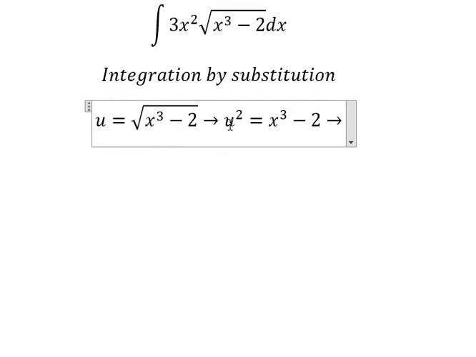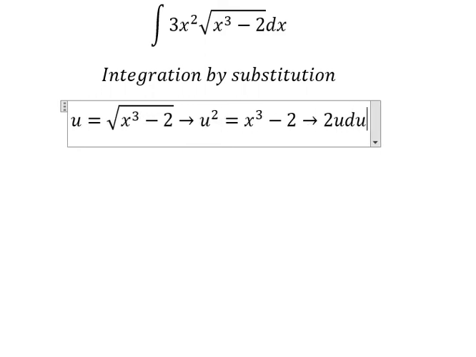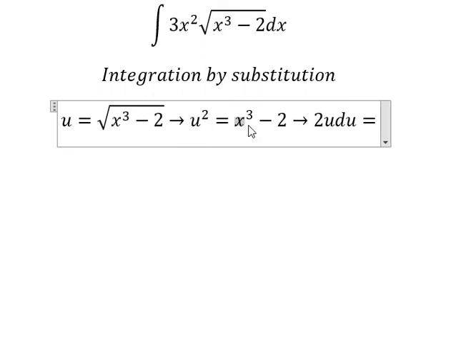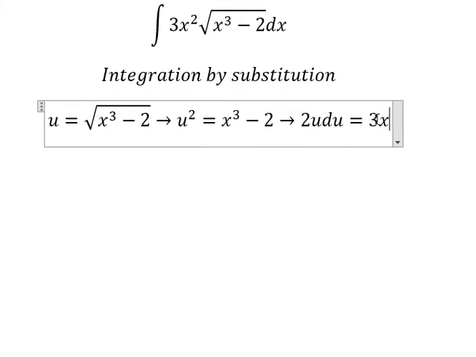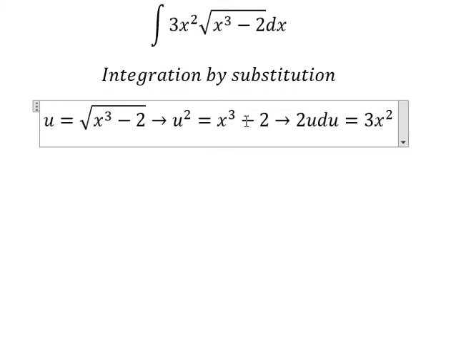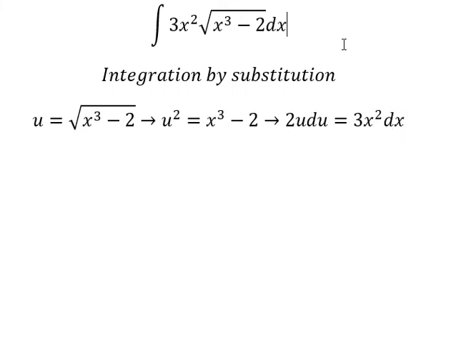Next, we need to take the first derivative of both sides. The first derivative of u squared, we have 2u du. The first derivative of x to the power of 3, we have 3x squared. This one is the constant, so if we take the first derivative of this one, you get 0. And I will put the x.